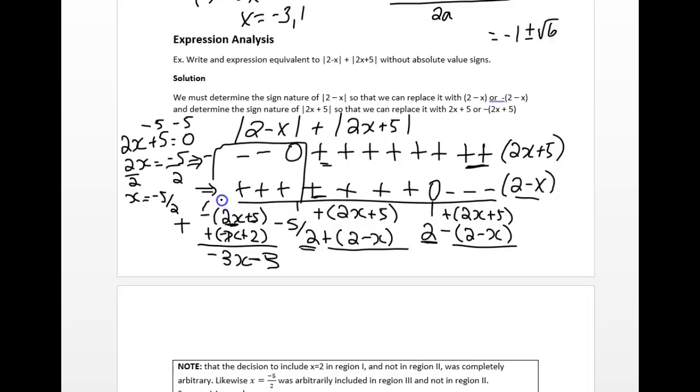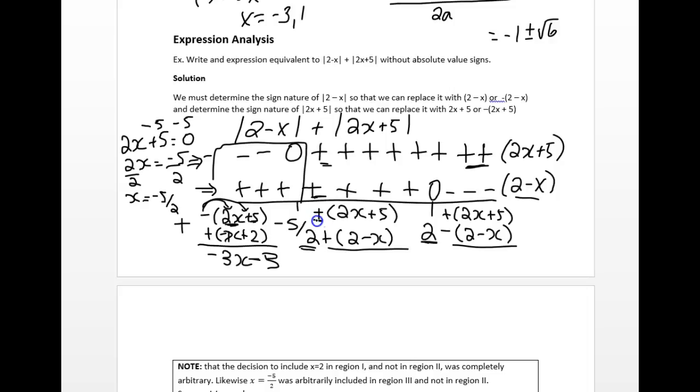Because there's this negative here, and the negative goes to there. Okay? So we have a negative 2x added to a negative x is a negative 3x, and then a negative 5 added to a 2 is a negative 3.